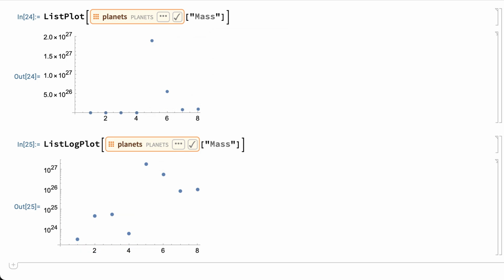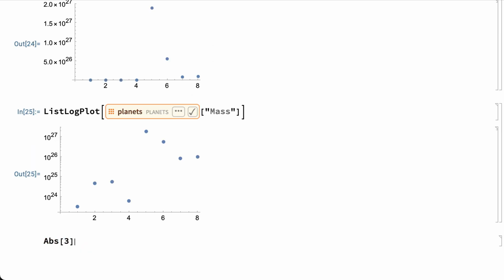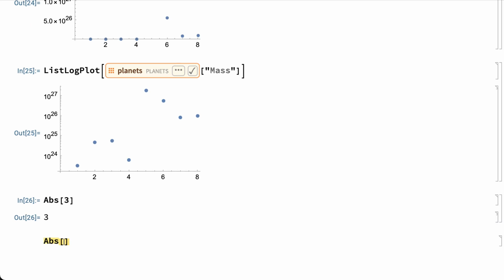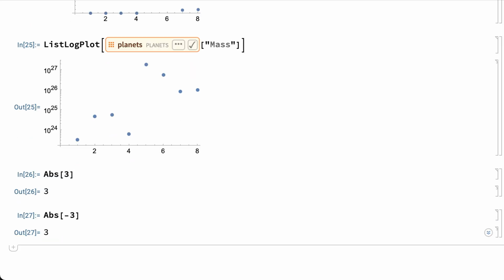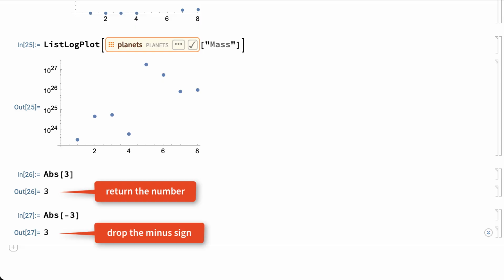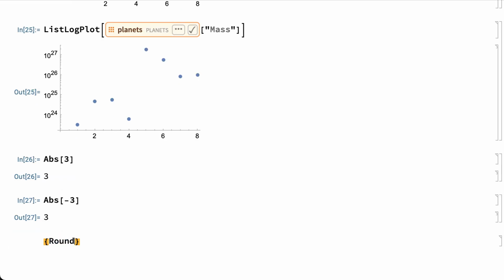Another common function in programming is the absolute value function, which does the almost trivial operation of dropping the minus sign from negative numbers. The name of the absolute value function is Abs. For positive numbers, the absolute value function returns the number, and for negative numbers, the absolute value function drops the minus sign. Another common function is Round, which rounds a number to the nearest whole number.